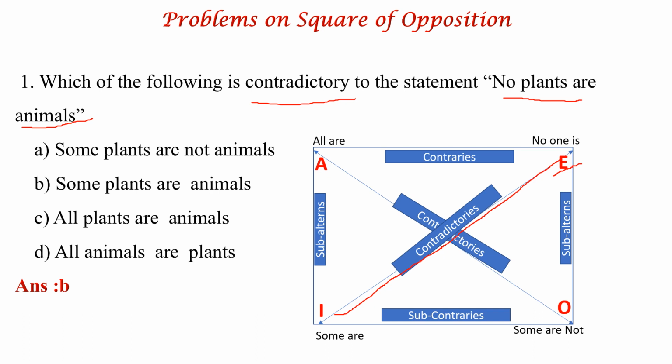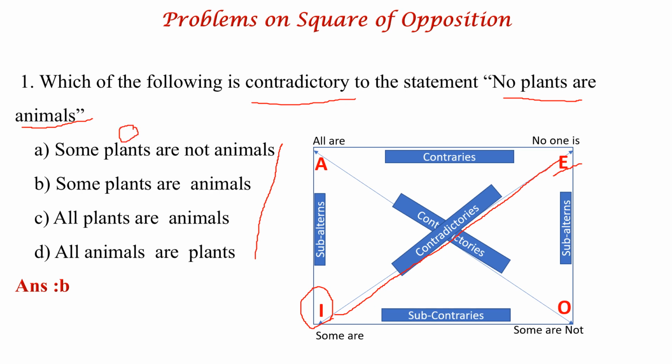What type of proposition is diagonally opposite? Here you see diagonally opposite to E is I type. It says contradictory. So you should select from these four statements, the I type statement. You have to select I type. You should see which one is I type. Go one by one. Some plants are not animals. Some are not. That means this is O type. First statement is O type.